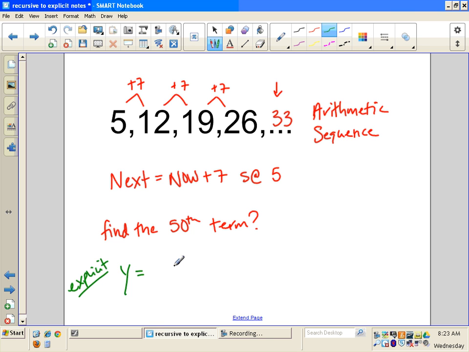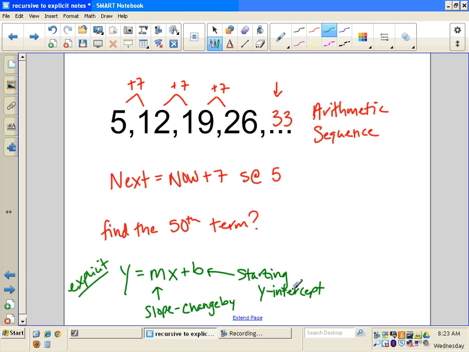So hopefully you're familiar with the form y equals mx plus b, and the m is the slope for what you're changing by. And b is where we're starting, and we also know that as the y-intercept. And we'll talk about that y-intercept more later.